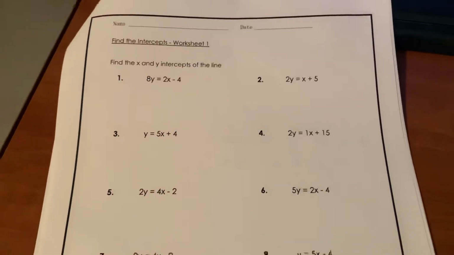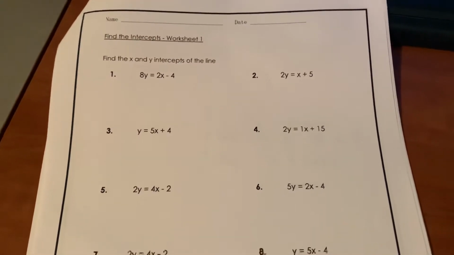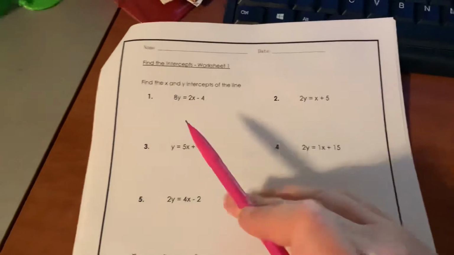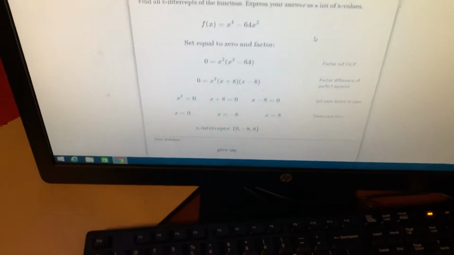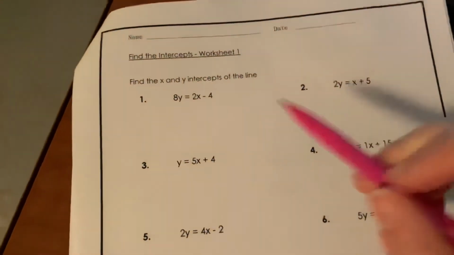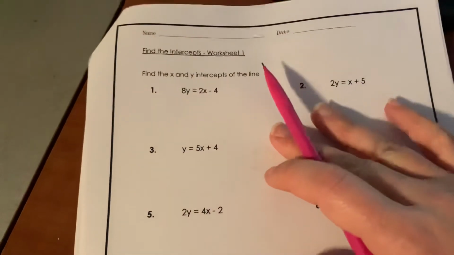So what we've got today is we're going to be working on finding x-intercepts. Now, if you're doing the worksheet, it's going to have you find x and y-intercepts of the line. But if you are doing Desmos, you're going to be finding x-intercepts and finding how many solutions there will be. So what we're going to do is find x and y-intercept. We're going to start on the worksheet, okay?